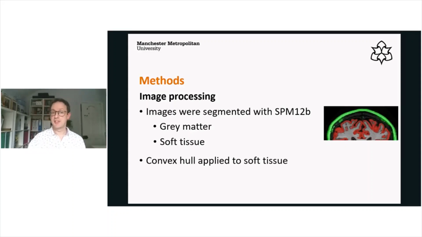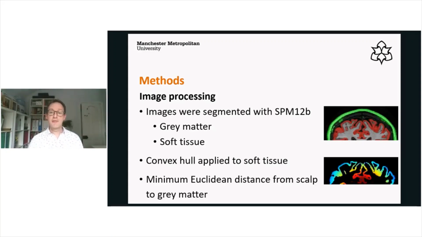To find the scalp surface itself, we can just apply a three-dimensional convex hull. So it just fits the minimum frame that fits the outside of the soft tissue layer. So that's a proxy for the scalp layer. And then from there, for each point in the grey matter image or the grey matter segment, we can find the minimum Euclidean distance from that point to a point on the scalp surface. So where is the closest point on the scalp to that brain region?